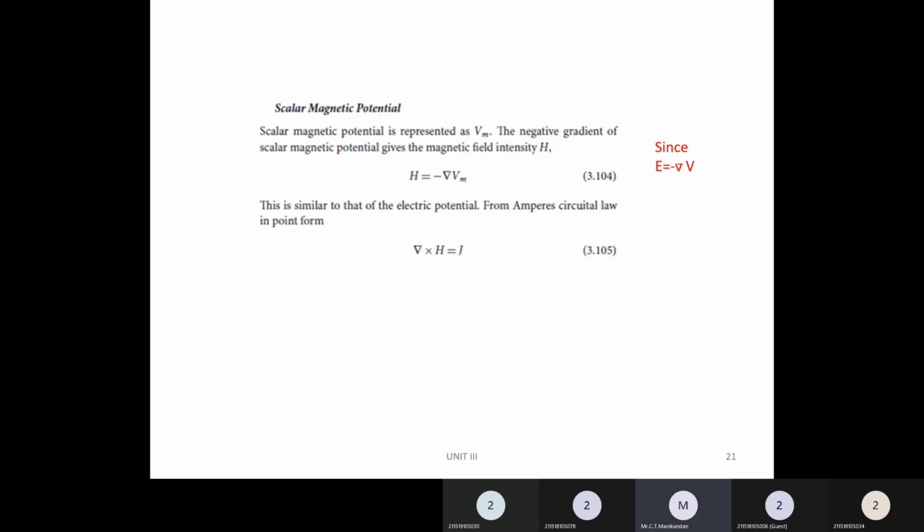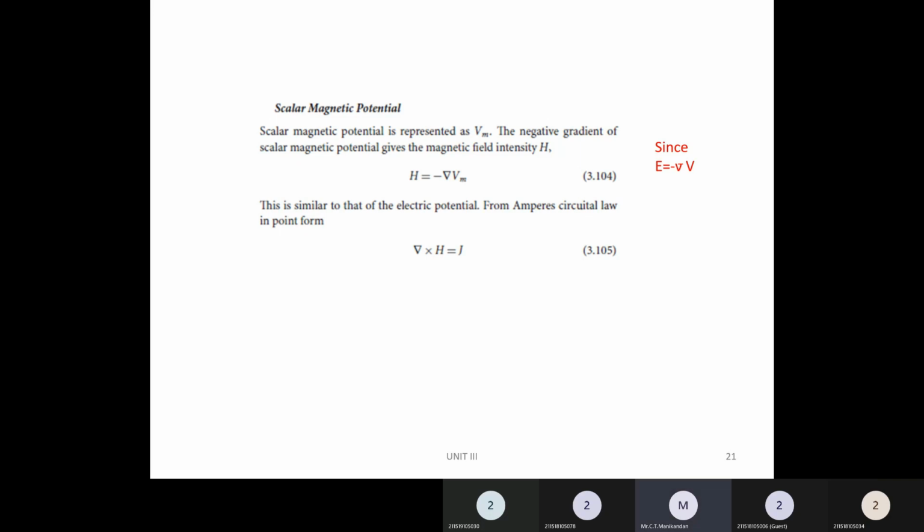You can study the equation as a statement. The magnetic field intensity is nothing but the negative gradient of scalar magnetic potential. H is equal to minus del Vm. Del Vm corresponds to the scalar part.